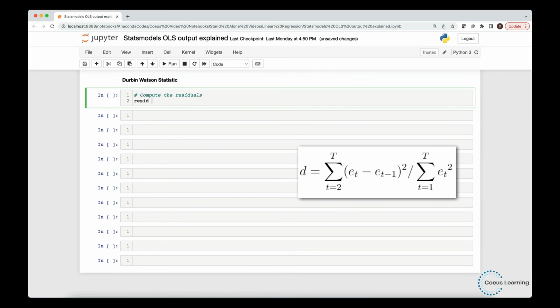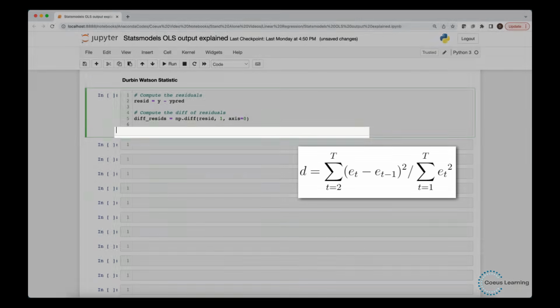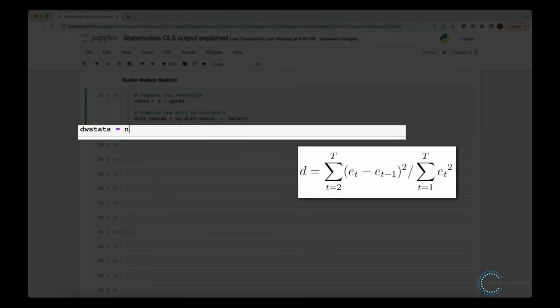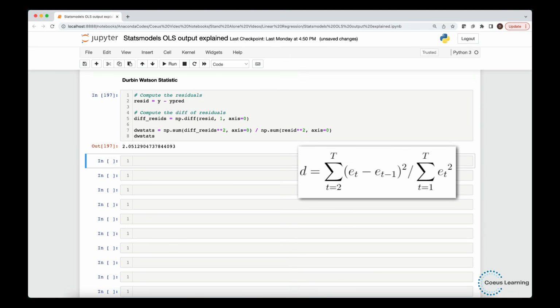We calculate the residuals. We compute the difference of residuals, as shown in the formula. We then compute the Durbin-Watson statistic using the difference of residuals and the squared residuals. You may tally the Durbin-Watson statistic with the OLS output.